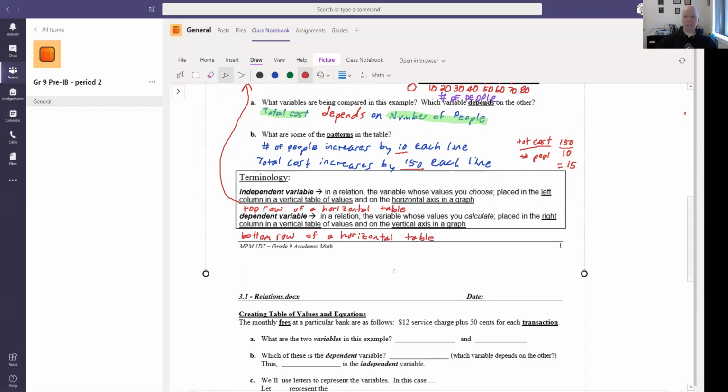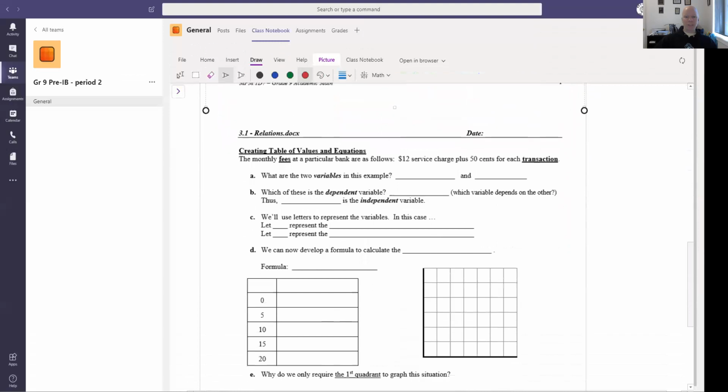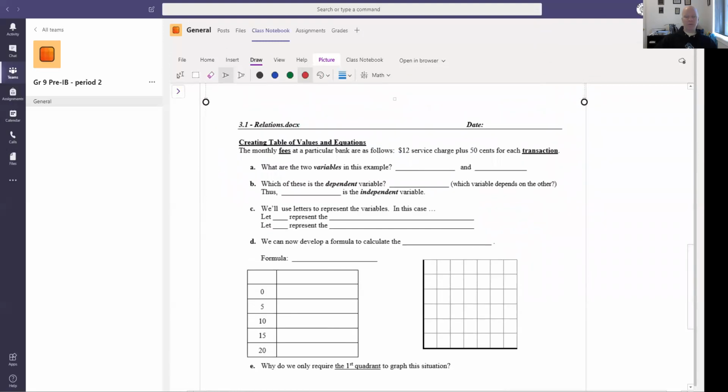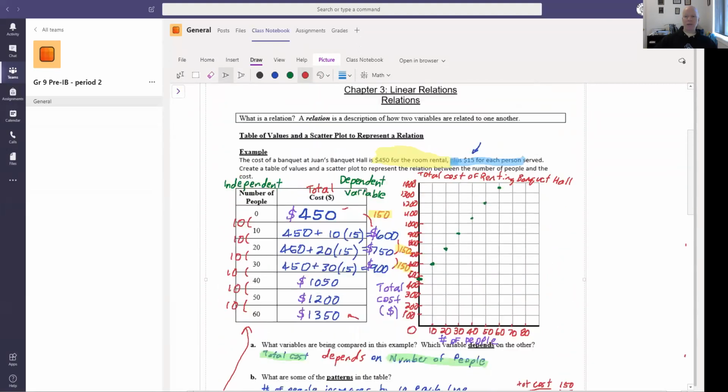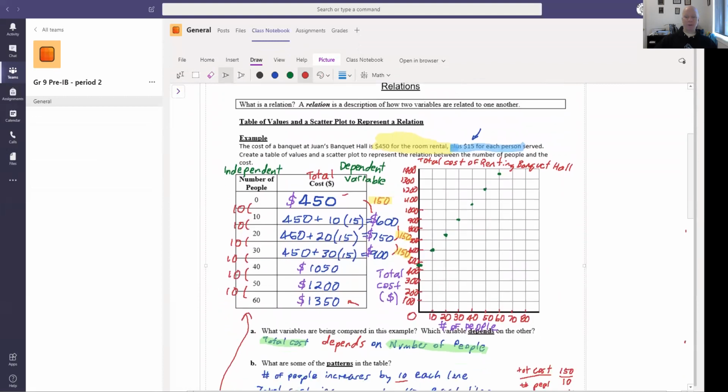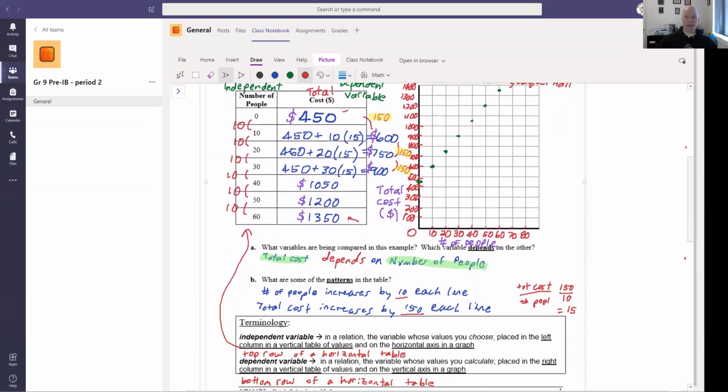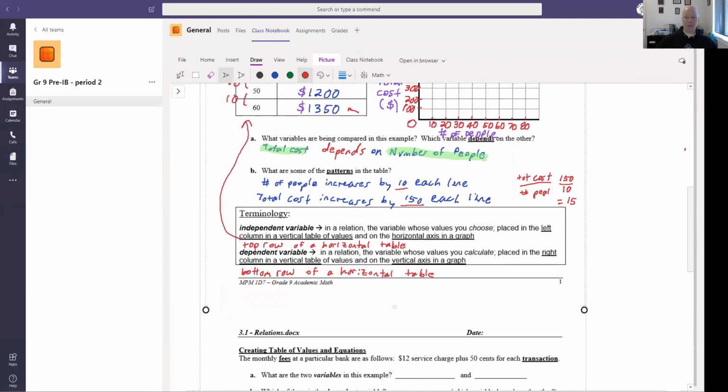I'm going to move down here a little bit. Creating table of values and equations. Here's a different example. Again, if you have any questions about any of this stuff that we just looked at, please don't hesitate to send me a note, and I will try to help explain it.